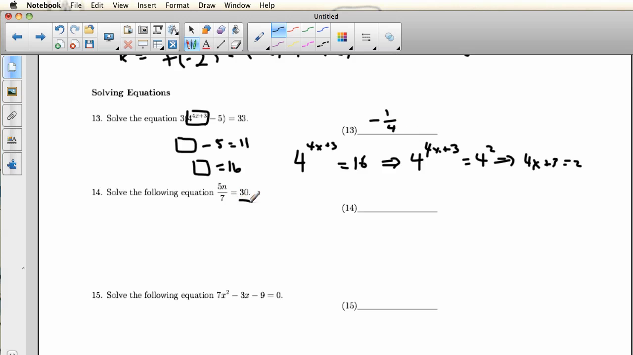This equation, again, these are all just randomly thrown in. So this is fraction equal fraction and cross multiply. If you want to think of it that way, you could also just multiply both sides by 7 to clear the fractions. So however you like to do it is fine. 210 divided by 5 is 42.